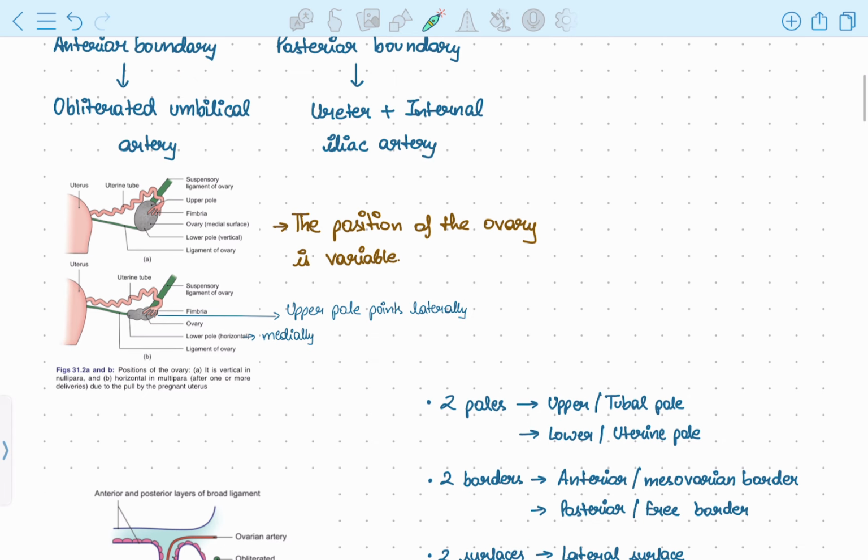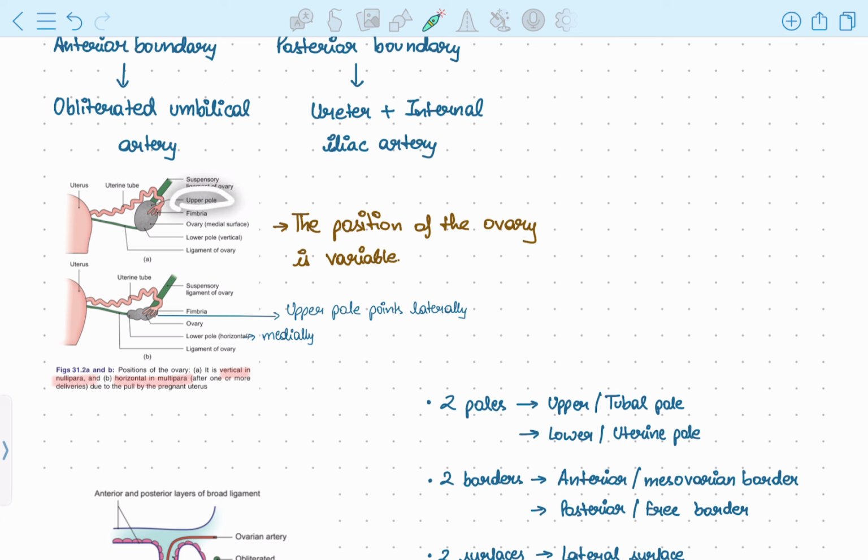Now, one more peculiar point about the ovary is that the position of the ovary is variable. What do you mean by variable? In a nulliparous female, the ovary is vertical. It is vertical in a nulliparous female and it is horizontal in a multiparous female. Now, what do you mean by nullipara? Nullipara means a female who has never given birth to a baby before. So in a nulliparous female, the ovary is vertical.